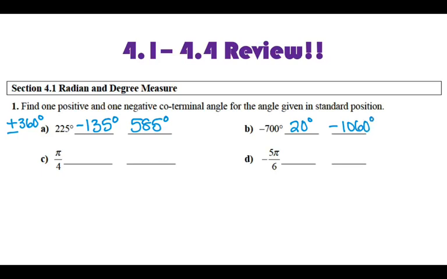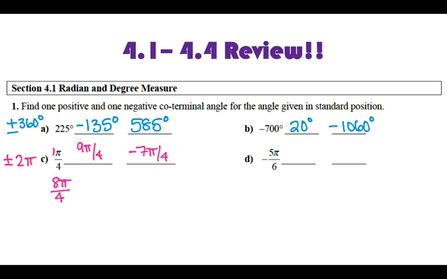1060 degrees. For my radians, I'm still adding and subtracting 360, but I'm looking at it in terms of radians. Radians for 360 is 2 pi, so I want to add and subtract 2 pi. But of course, if you're adding and subtracting fractions, you need a common denominator. 2 pi in terms of fourths is going to be 8 pi over 4. So I'm taking 1 pi over 4 plus 8 pi over 4, that gives me 9 pi over 4. And then 1 pi over 4 minus 8 pi over 4 is negative 7 pi over 4.